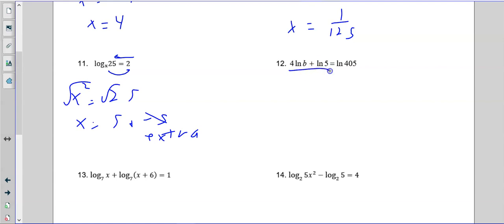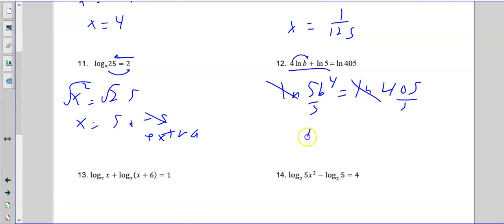Here we have ln on both sides. We need to combine. Also the 4, remember, is going to be here. So we write ln once, 5b to the 4th equals ln 405. Once there's an ln on both sides, they're gone. I'm also going to just divide by 5 right here. b to the 4th equals 81. Take the 4th root, and b equals 3.